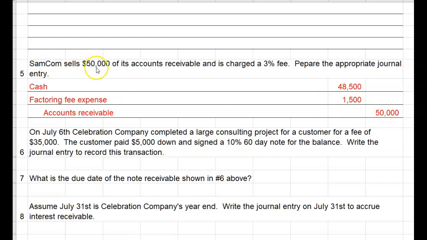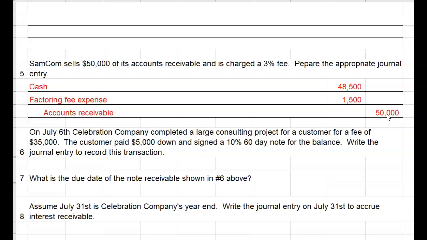If the company sold $50,000 of its accounts receivable, then it no longer owns that accounts receivable. Therefore, you have to credit accounts receivable. It doesn't own it anymore. You got to get it off the books.